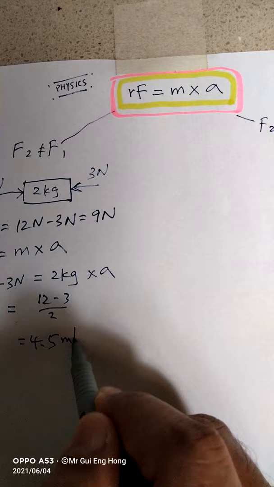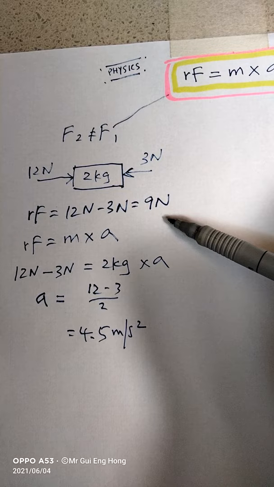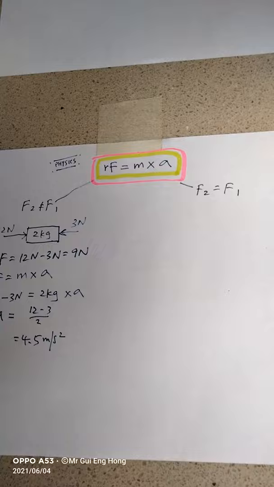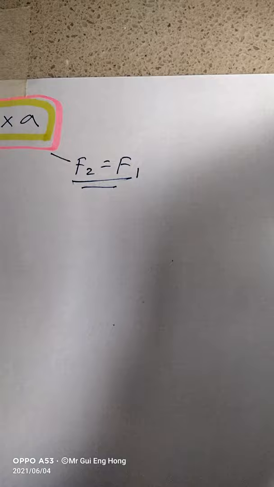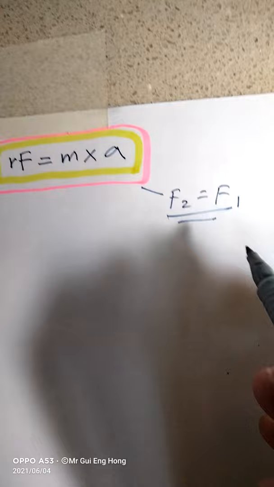So in this case, if two forces act on a box of 2 kg, the resultant force is 9 newton, and it will accelerate to the right with 4.5 meter per second square. Now this is what I call the standard question for RF equal MA. Now there is another category, that is the special situation when both forces acting on it are balanced.